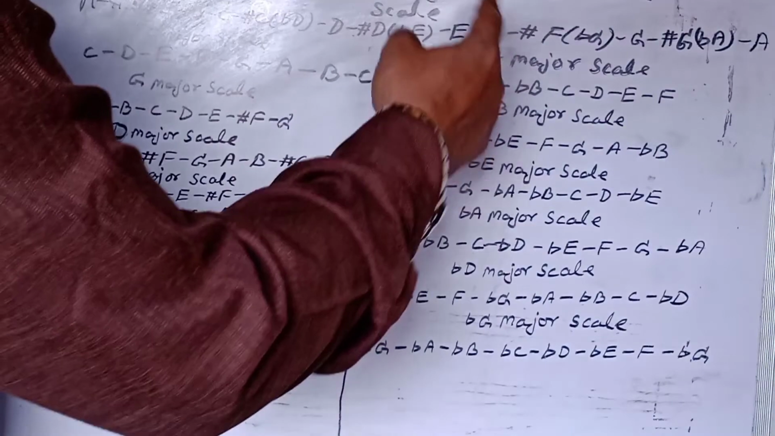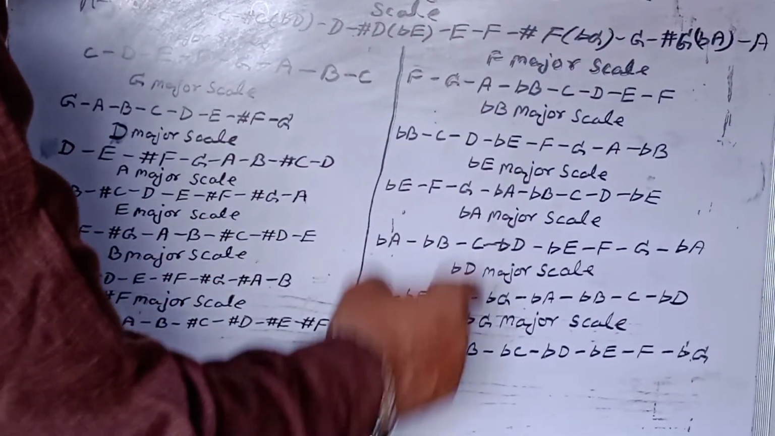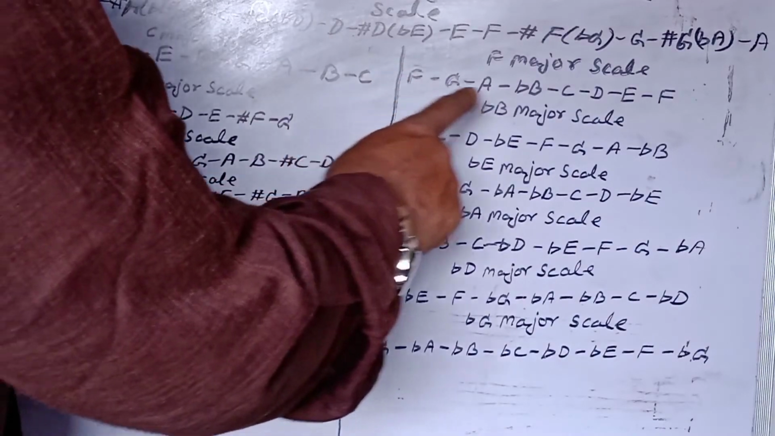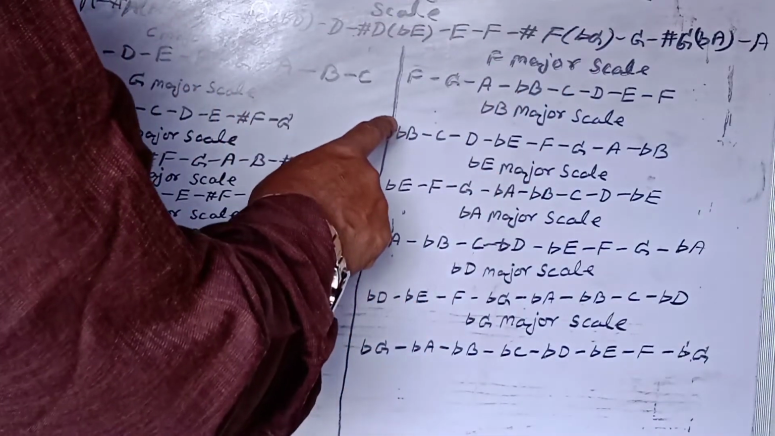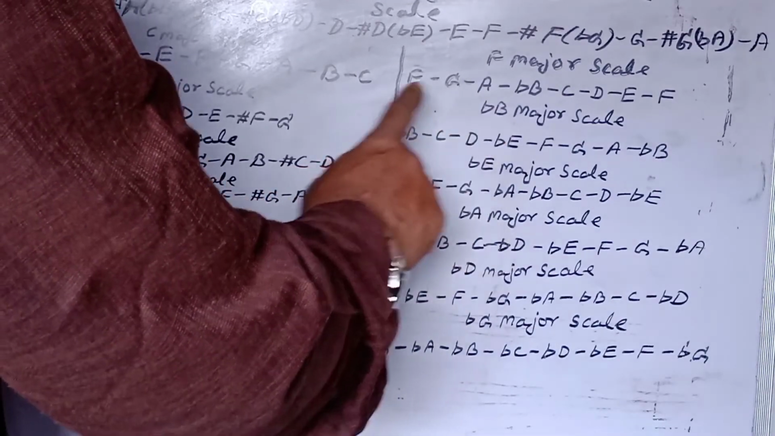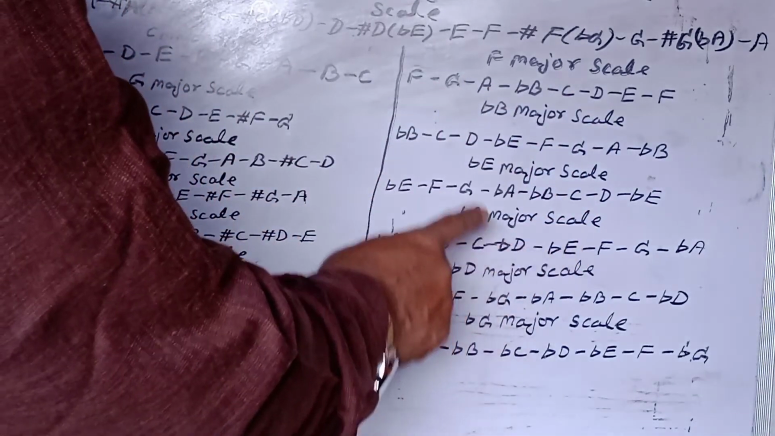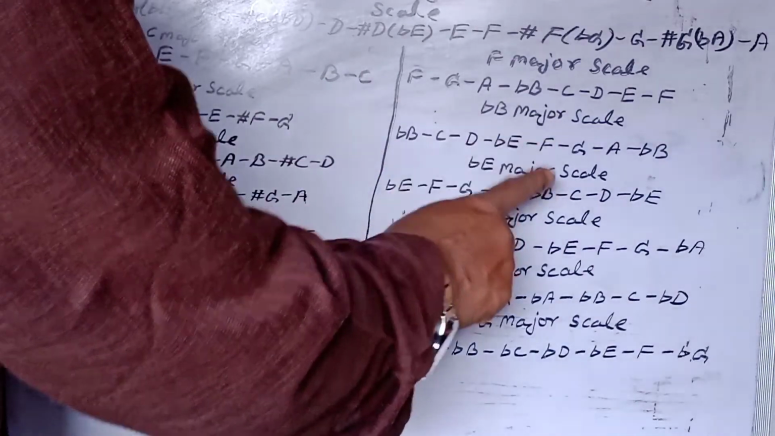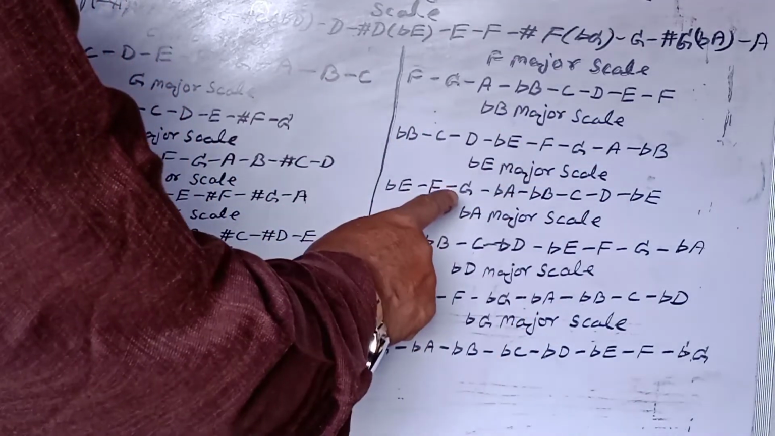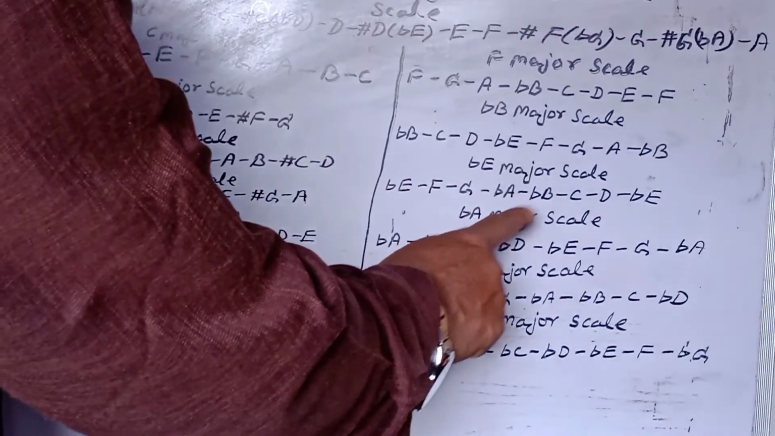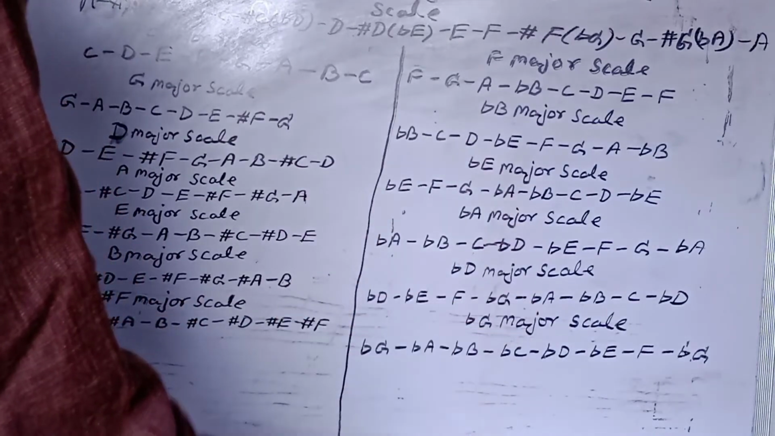Now in the same way, if you see the scales which have flat signs, in the case of the F major scale, 1 flat, that is B flat. In the case of the B flat major scale, B flat and E flat, both will be flat. Now in the E flat major scale, E flat, A flat, B flat, 3 flats are coming. In the case of the A flat major scale, A flat, B flat, D flat, E flat. So 4 flats are coming.